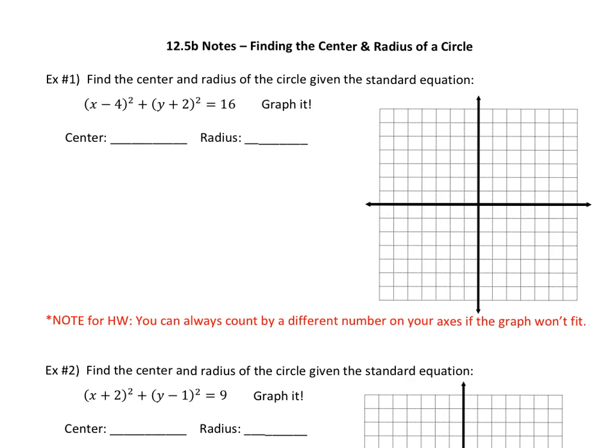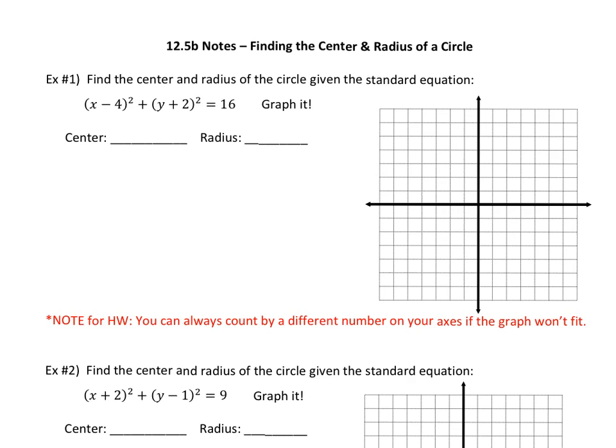Hello, we are doing 12.5b today, finding the center and the radius of a circle. I think you'll all be able to do this already, just based on what we did yesterday. And this lesson is probably even shorter than yesterday's, so you're sitting in a good spot right now.